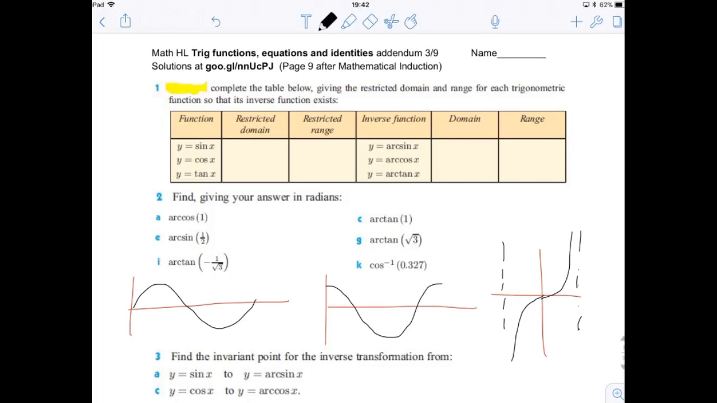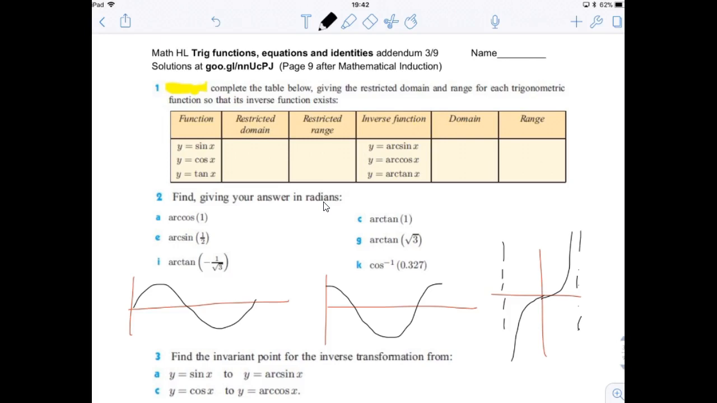Here we are on page 3 of trig functions, equation identities, addendum. First thing we're going to do is talk about the domains and ranges, or the possible x's and the possible y's, for the arcsine, arccosine, and arctangent functions. Those are the inverse functions for each one of those trig functions.